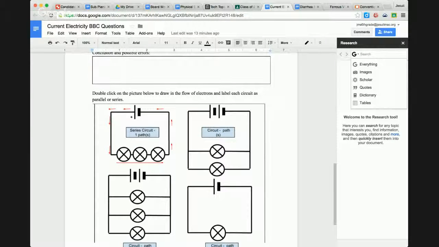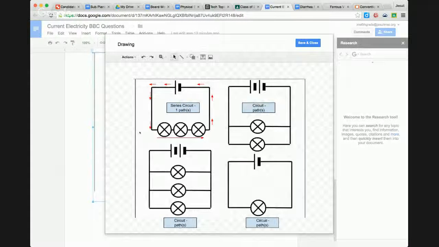But then what you're going to do, and this is where you may want to look over at the video to see what I'm doing on this, is when you get to this portion of the assignment here, you're going to write in the electron path. It says you need to double click on the picture to modify these. And you can see what I have put in is a series of arrows to show where the electron path is. And you can see that this first one I called a series circuit.